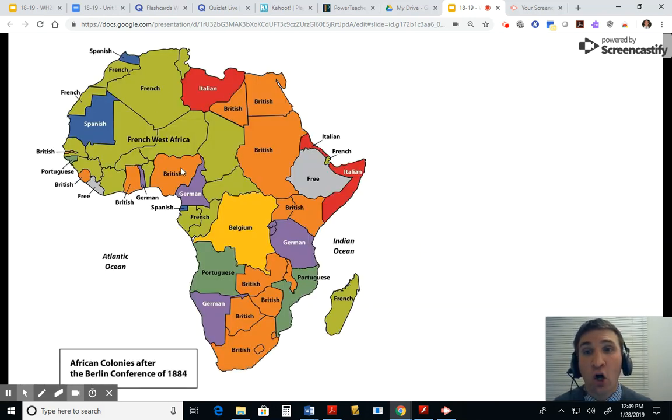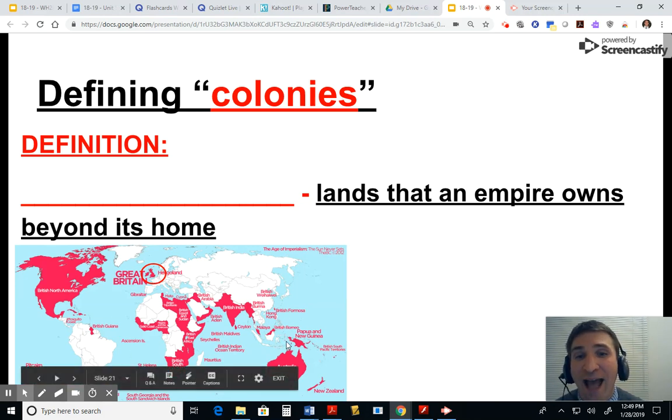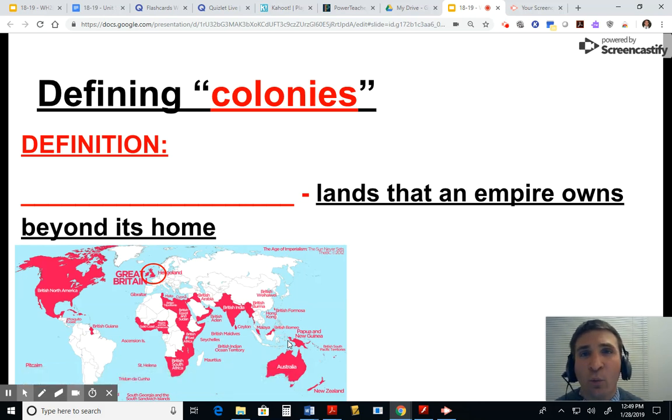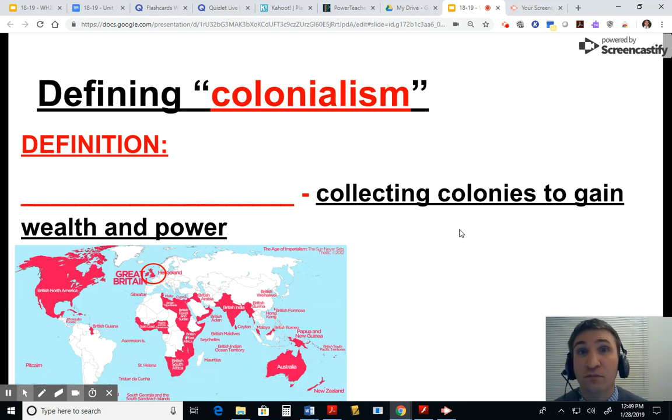And these are all colonies. These European countries claimed these lands as their own after 1884. What is a colony? Colonies are lands that an empire owns beyond its home. Here's Britain, that's its home, but it controlled all of these areas in pink at its height. They were all colonies of Britain in one way or another. So what's colonialism? It's collecting colonies to gain wealth and power.